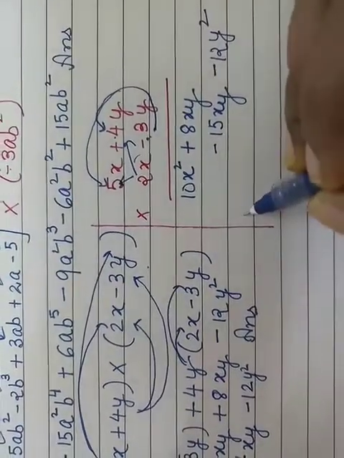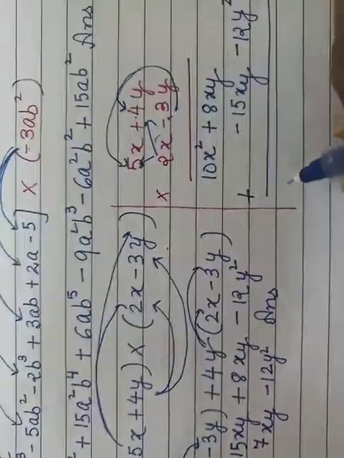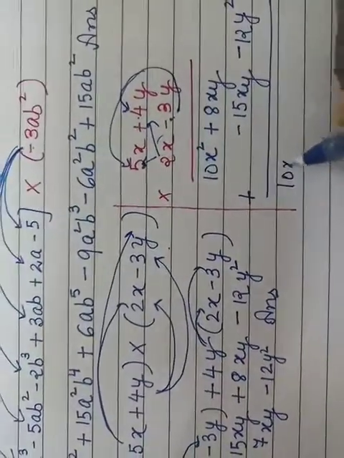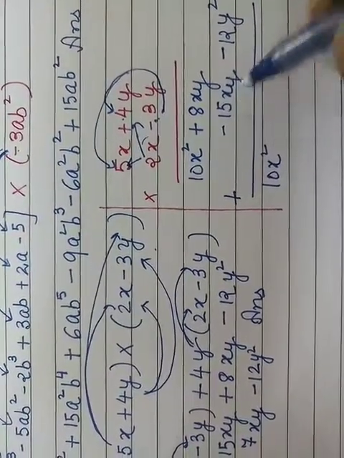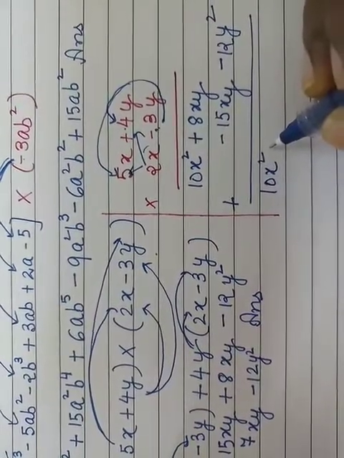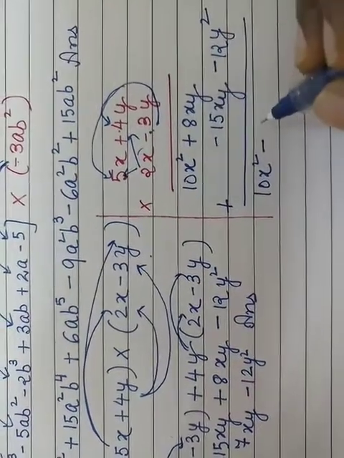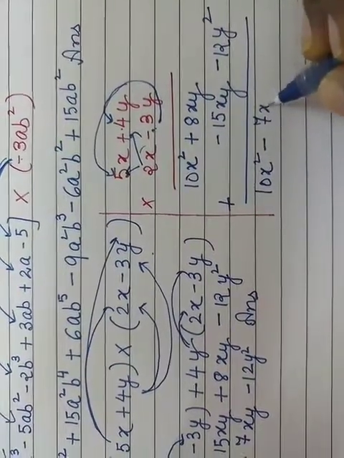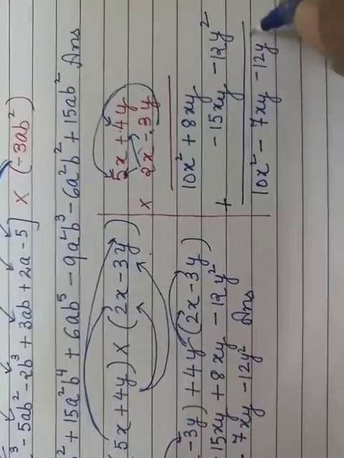After multiplying, what will we do? We will add both these two. So what will you get? 10x square as it is, plus 8xy and minus 15xy. So plus minus minus. The sign is always of the number which has the greater numerical value, so it becomes minus. 15 minus 8 will give you 7xy and minus 12y square.